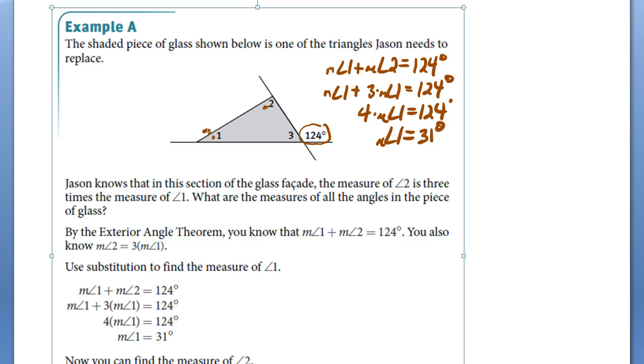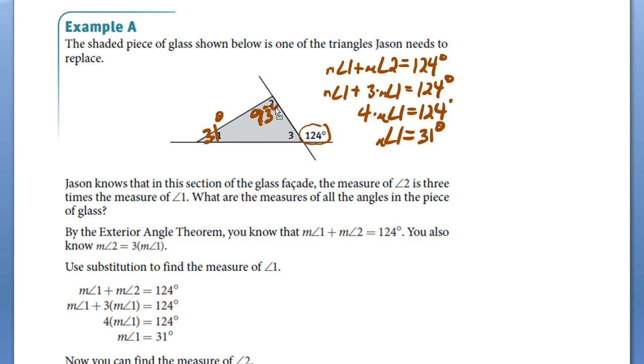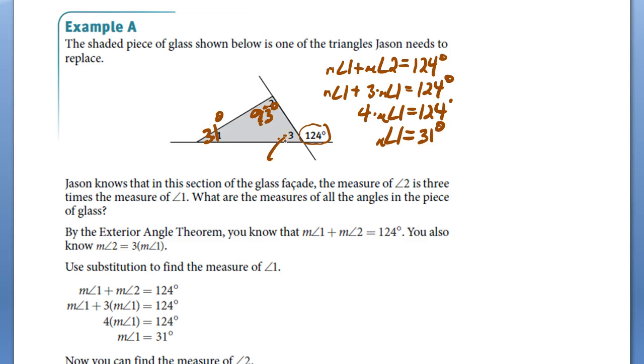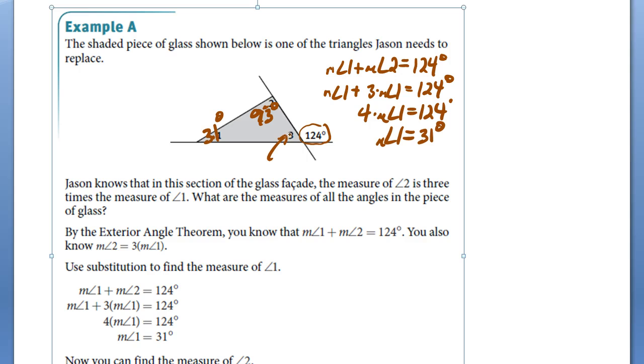So Jason now knows that that one's 31 degrees. He knew that angle 2 was 3 times that, which is 93 degrees. And remember how the 3 angles inside a triangle add up to 180? If you already know 2 of the angles, you certainly can get that third angle. What is that missing number that would make it add up to 180?